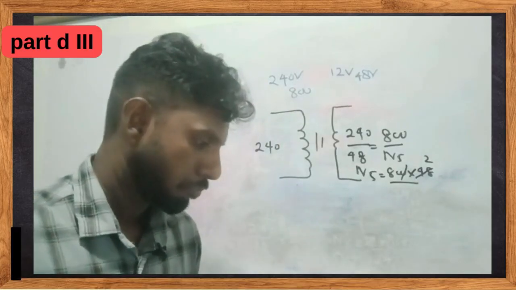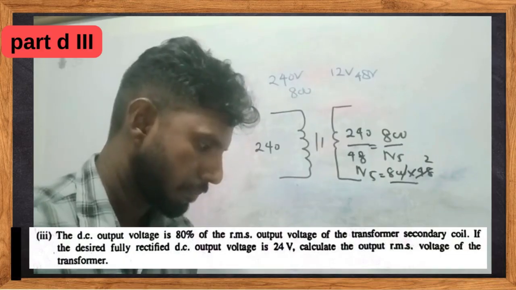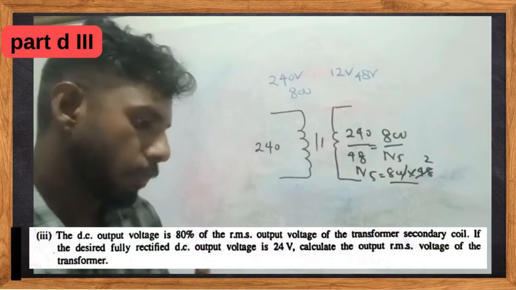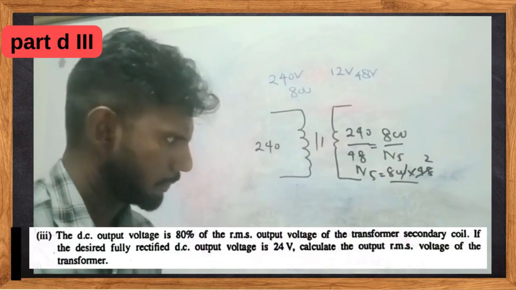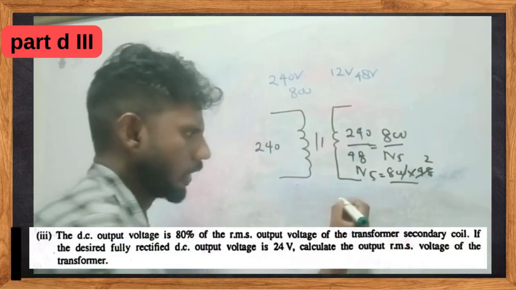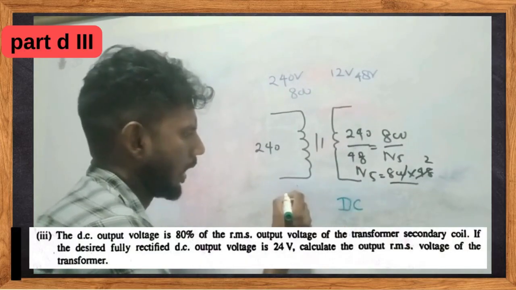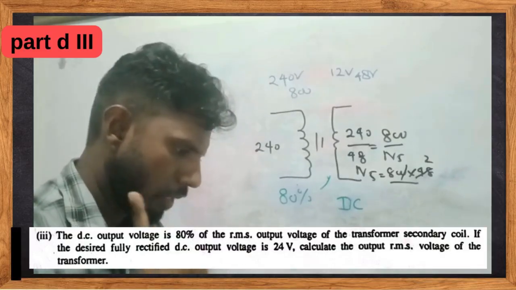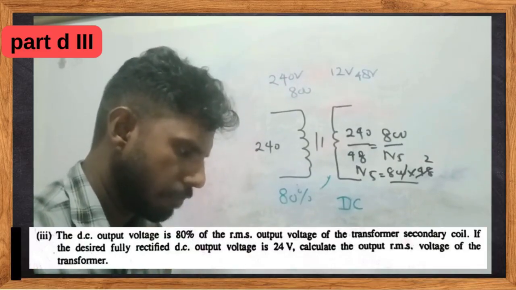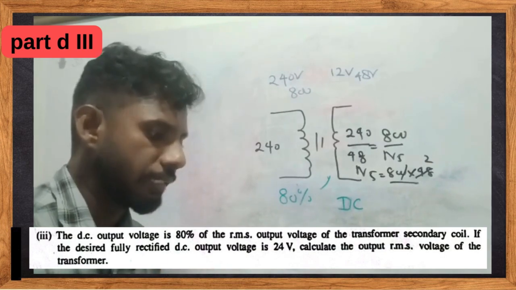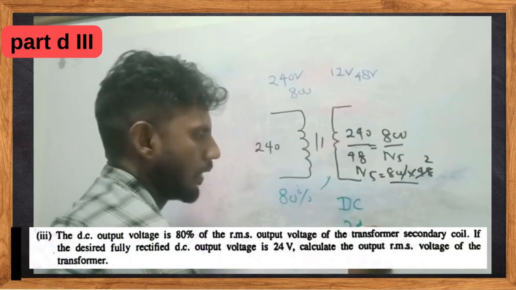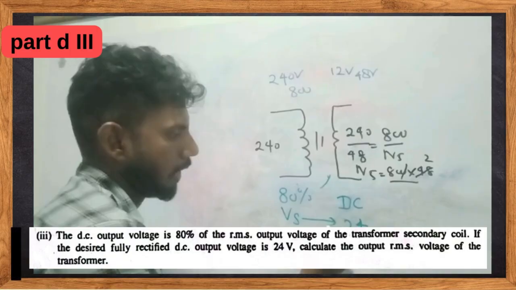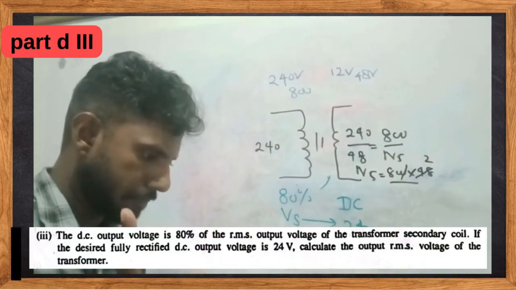Third part. The DC output voltage is 80% of the RMS output voltage of the transformer secondary coil. The DC output, okay, DC is 80% of this secondary coil. 80% of the RMS value, okay. If the desired fully rectified DC is 24, right? So 80% of secondary is 24. That's what they are saying, right?